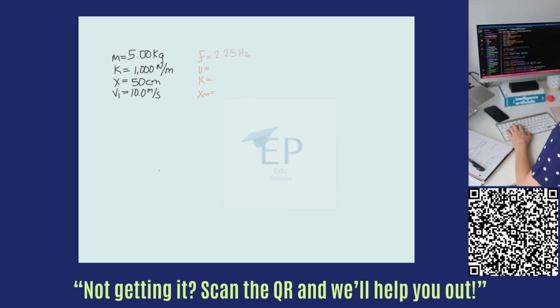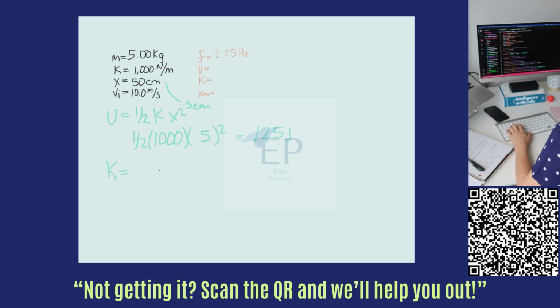The next thing we're being asked to find is the potential and the kinetic energy. Now for this, we have the equation potential energy equals 1/2 k x squared, where x is the displacement. So when I substitute in my values, I have 1/2 times 1,000 times 0.5 squared, and that gives me a total of 125 joules.